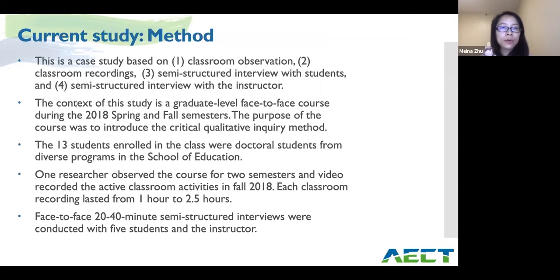To address the purpose of this study, we used a case study design. The data sources include classroom observation, classroom recording, and semi-structured interviews with students and the instructor. The context of this study is a graduate-level face-to-face course during the 2018 spring and fall semesters. The purpose of the course was to introduce critical qualitative inquiry methods. The participants were the 13 students enrolled in the class. They were doctoral students from diverse programs in the School of Education.